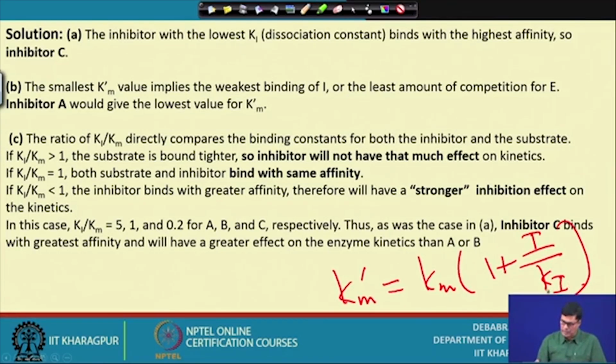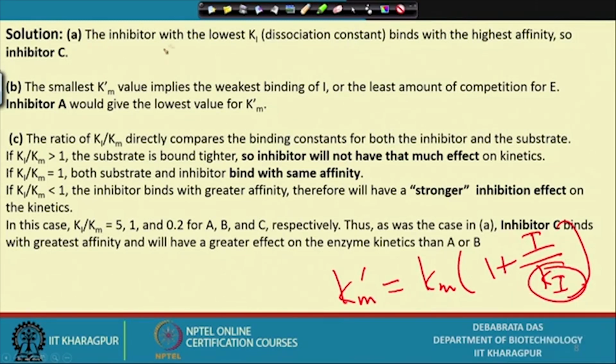Now, the inhibitor with the lowest value of Ki binds with the highest affinity, so the inhibitor C. If the Ki value is very low, then what will happen? This value will be high, and if this value is high, your inhibition will be more. Since the Ki value in case of the third inhibitor is lowest, we can always say that the inhibitor with the lowest Ki value binds with higher affinity with the active sites of the enzyme.